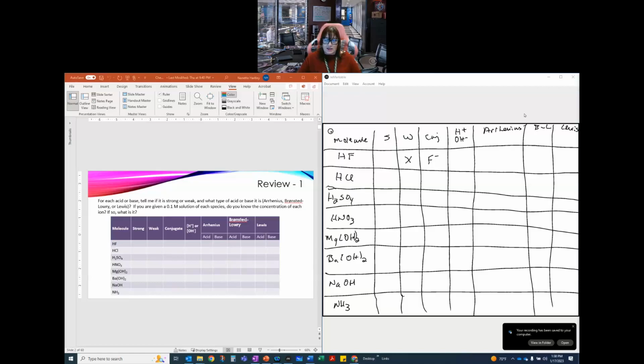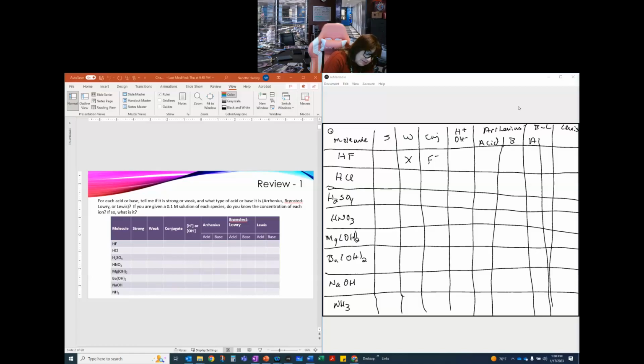Do I know if it's an Arrhenius acid? Does it donate a proton? Yes, it does. So it qualifies. Oh, sorry. Didn't give myself a lot of room for that one. So, get rid of that line. Sorry, can't draw straight. Okay. A little better.